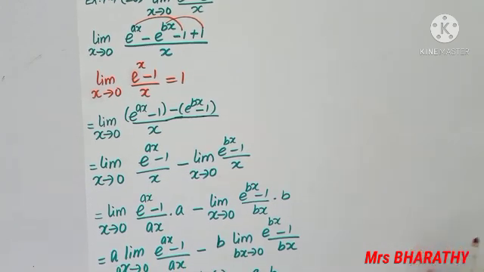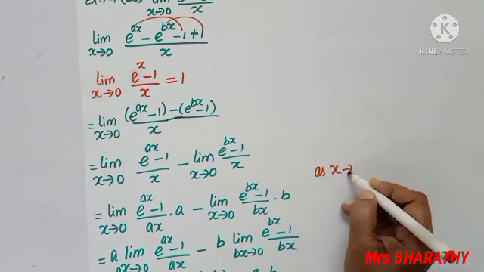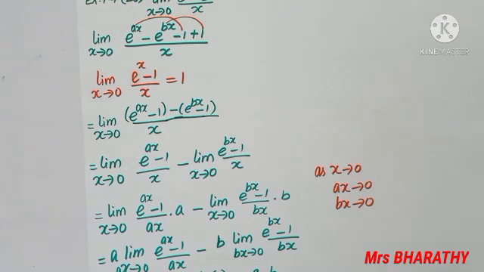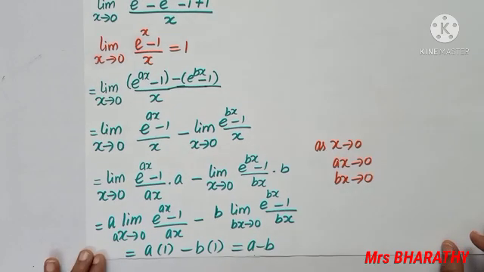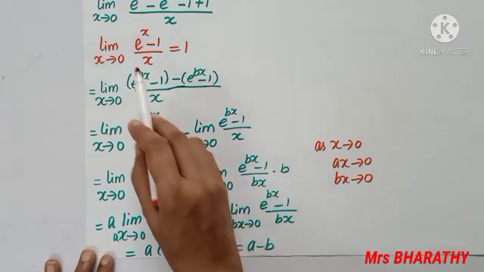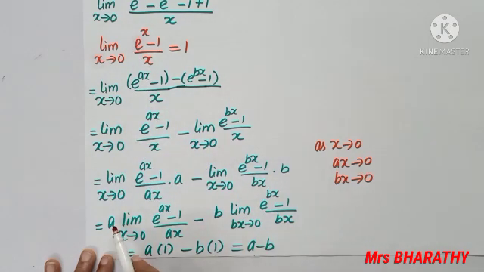As we simplify, bring a out, this entire limit becomes 1, because as x tends to 0, ax tends to 0, bx also tends to 0. So I can apply here, instead of x tending to 0, I can very well put ax tends to 0. So this full limit becomes 1. Similarly, b into this full limit becomes 1 just by this formula. A into 1 is a, b into 1 is b, and so we get a minus b as the final answer.